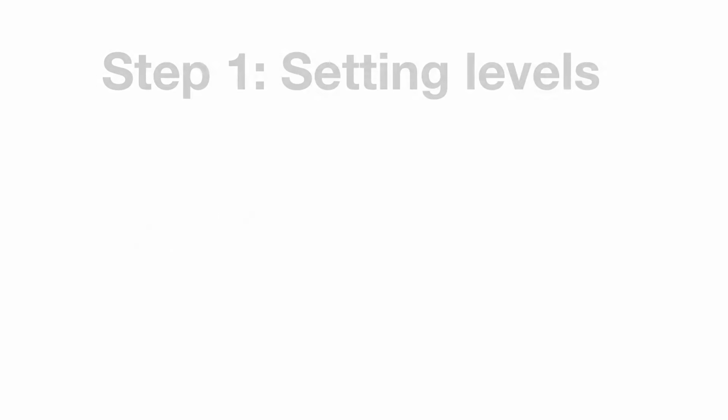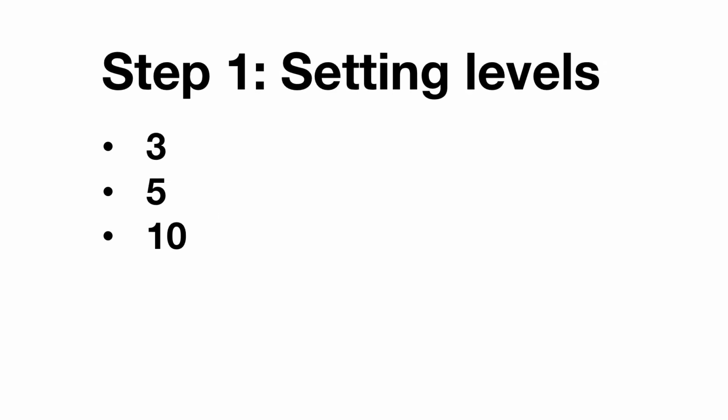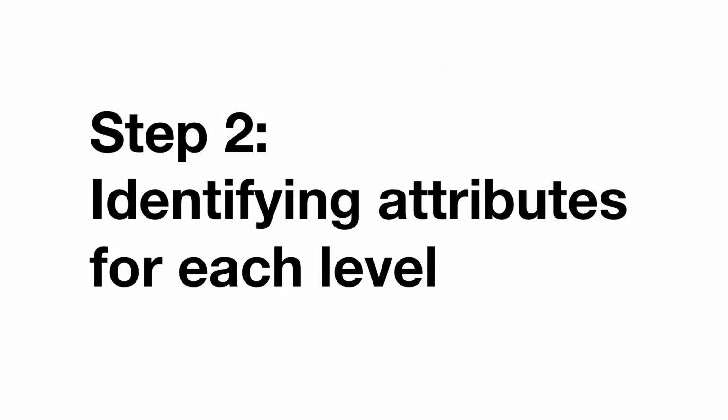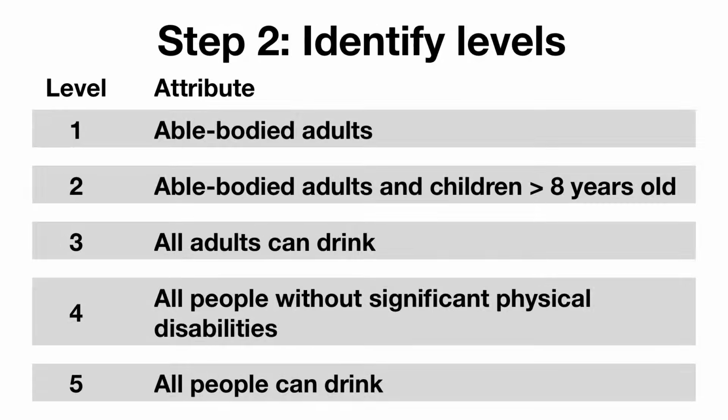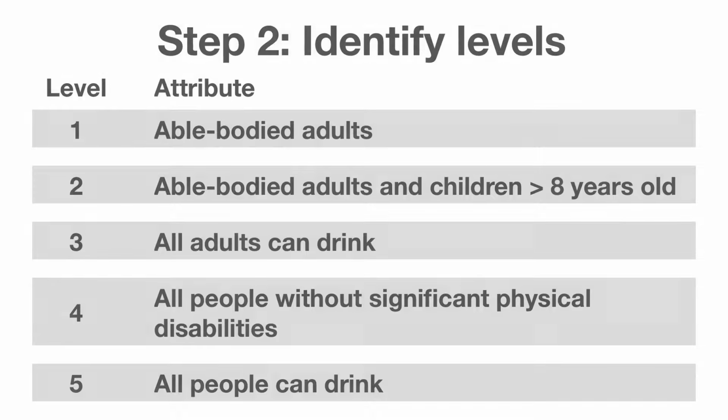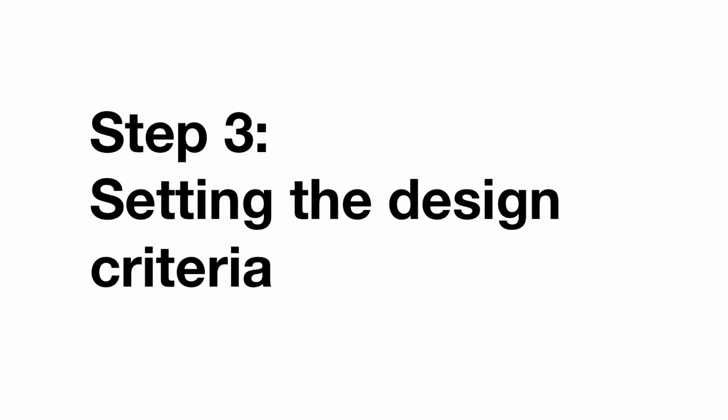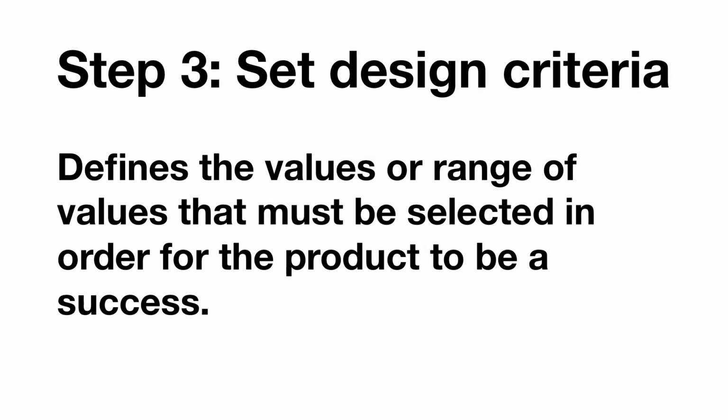The number of levels can range from 3 to 5 to 10. So for example, a scale might run from 1 to 3, 1 to 5, or 1 to 10. Within each level on the scale, the design team needs to associate a specific attribute or characteristic. The design team defines the values or range of values that must be selected in order for the product to be a success.